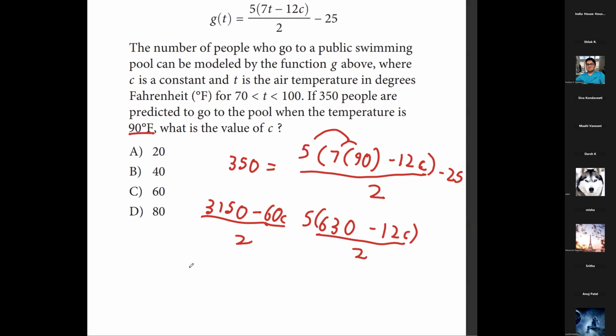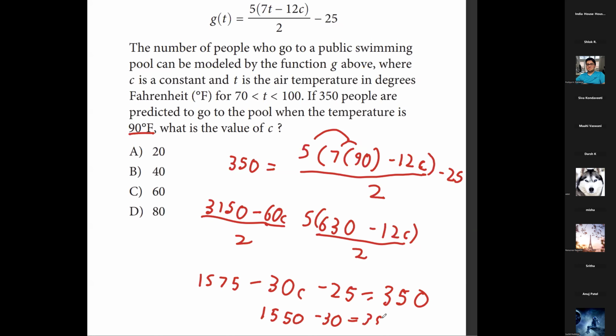So this would be 1575 minus, and then 60C divided by 2, which is 30C. And then we still have the minus 25, and then we still have the equals 350. And now we just need to solve for C. So 1575 minus 25 is 1550, minus 30C equals 350.